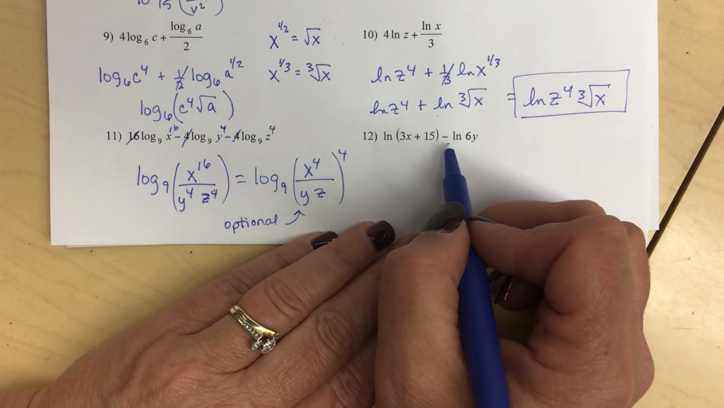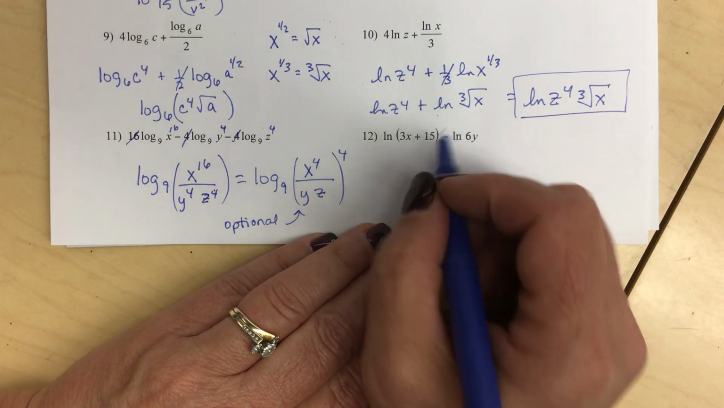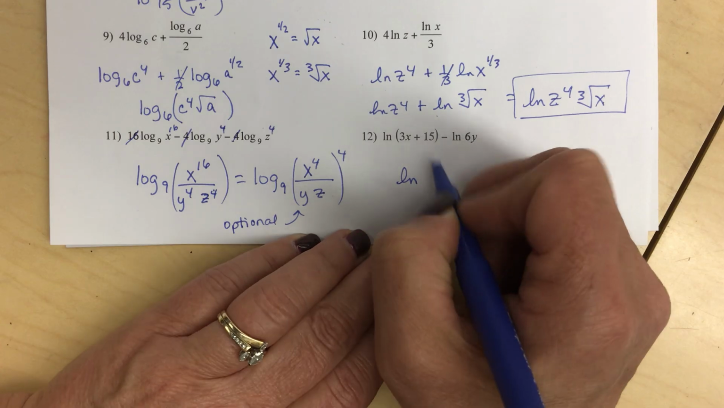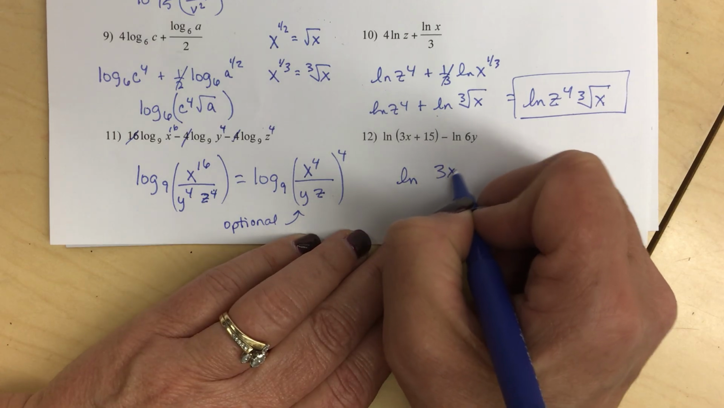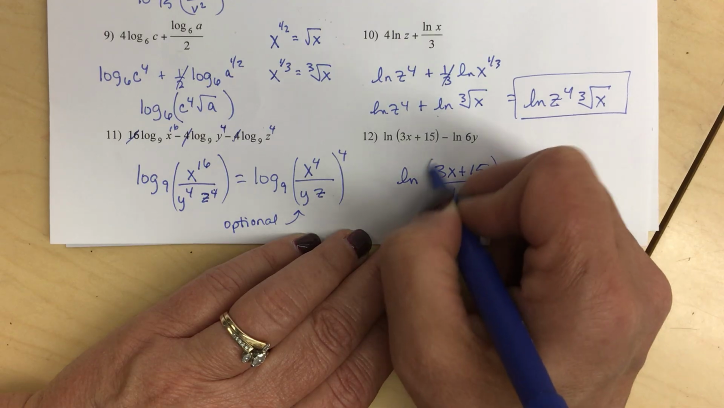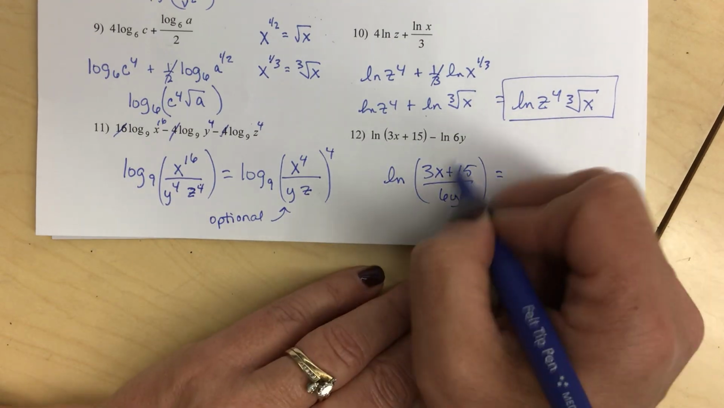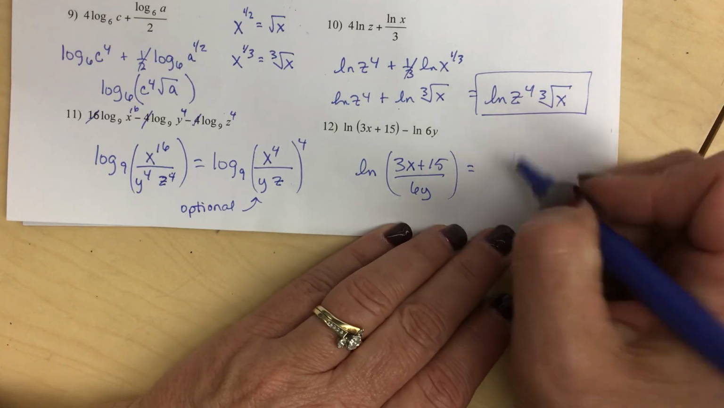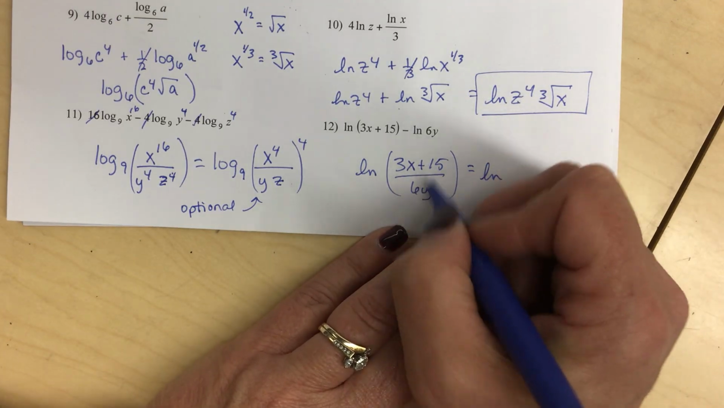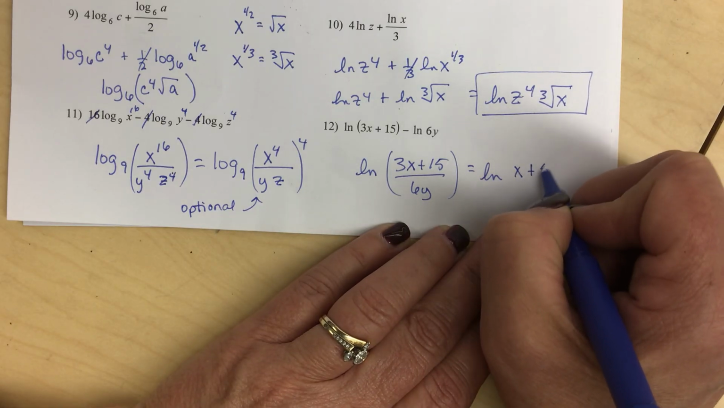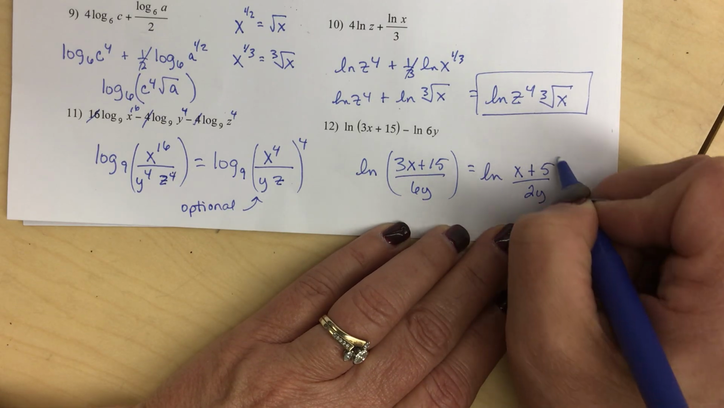This one is going to have some simplifying that you can do. So this is minus, so we're going to have division. So this is ln of 3x plus 15 on top and 6y on the bottom. Now then, this isn't optional. You need to divide. Like, this is just a different way to write it, but this one can actually be reduced. So this is ln, all of those are divisible by 3, so it's going to become x plus 5 over 2y.